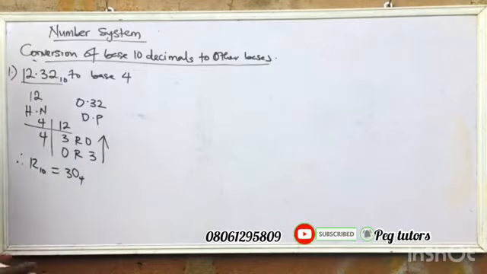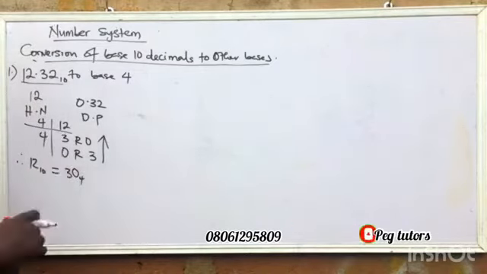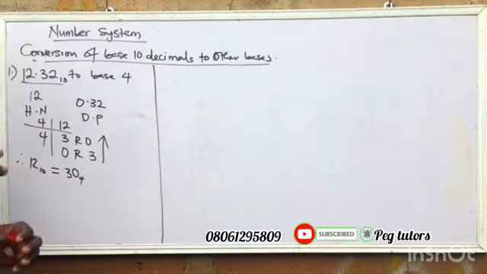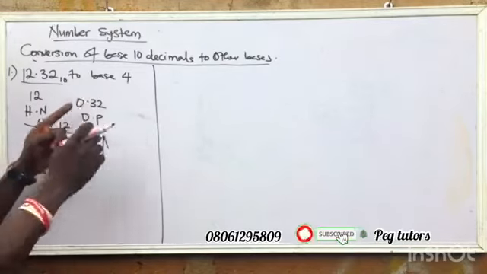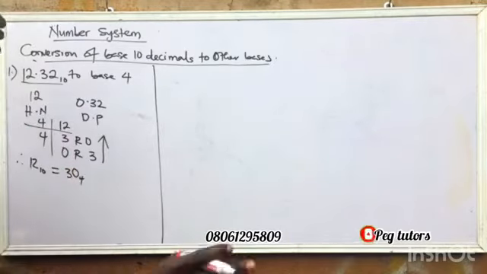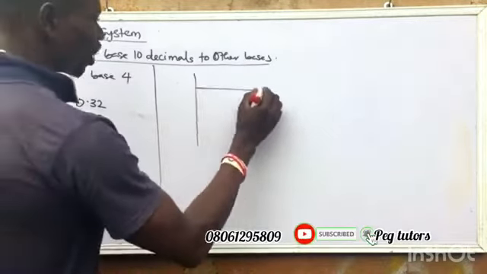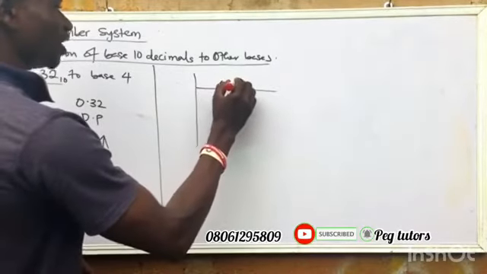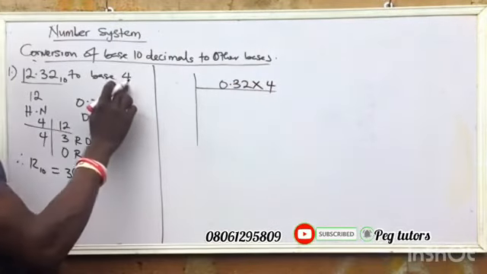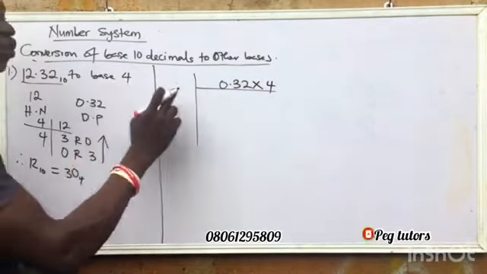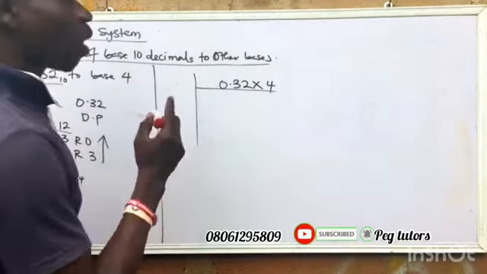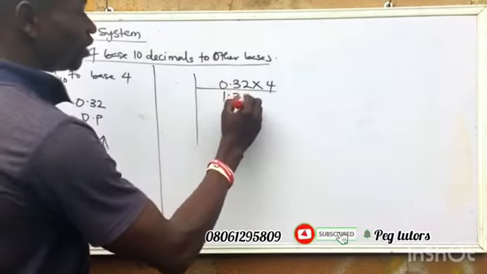Now it's time to focus on the decimal part, which is 0.32. What do you do to the decimal part? This time you are going to be multiplying 0.32 constantly by 4 and noting any whole number that exists. So you draw your line like this and write down your decimal part here, 0.32. You multiply constantly by the base you are converting to, which is base 4. So we have 0.32 times 4, that gives us 1.28, approximately 1.30.